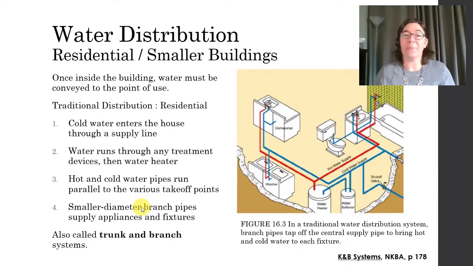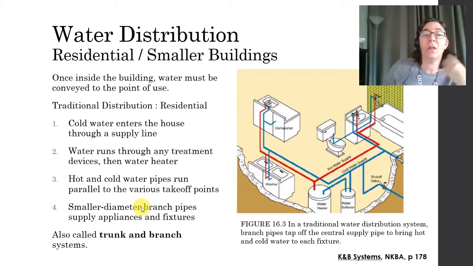Once the water is in your building, it has to be conveyed to the point of use, to wherever you're going to wash your hands, wash your dishes, wash your body, or drink the water. Let's talk about residential or smaller buildings first. There are two major ways that the water is distributed to the point of use. One is called traditional and one is called manifold. I'm going to cover traditional today.